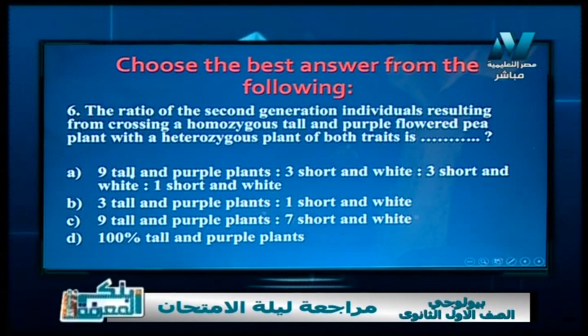The first choice is 9 tall and purple plants, 3 short and white, 3 short and white, and 1 short and white. So the ratio in the first option is 9 to 3 to 3 to 1. The second option is 3 tall and purple to 1 short and white, 3 to 1. The third option is 9 to 7, as we get in complementary genes, but this is not complementary genes because we are speaking about 2 different characters with 2 different genes. So the last option is the right one, which is 100% tall and purple plants, and they have different genotypes according to the gametes. So this is the answer.